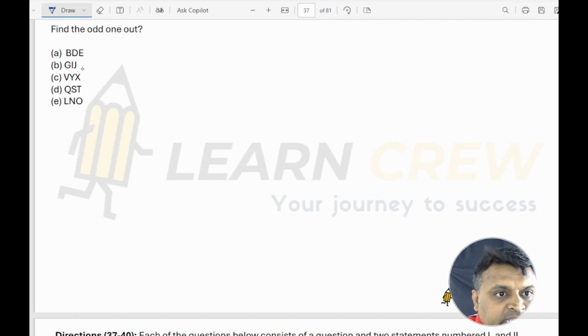Simply find the odd one out. B, D, E, G, I, J, V, Y, X, Q, S, T, L, N, O. So here B, C is missing, D, E. G, H is missing, I, J. V, W, X, W has to come here, X, Y. V, so it is different. Q, R is missing, S, T. L, M is missing, N, O. So these four are similar. It is different. So option C is different.